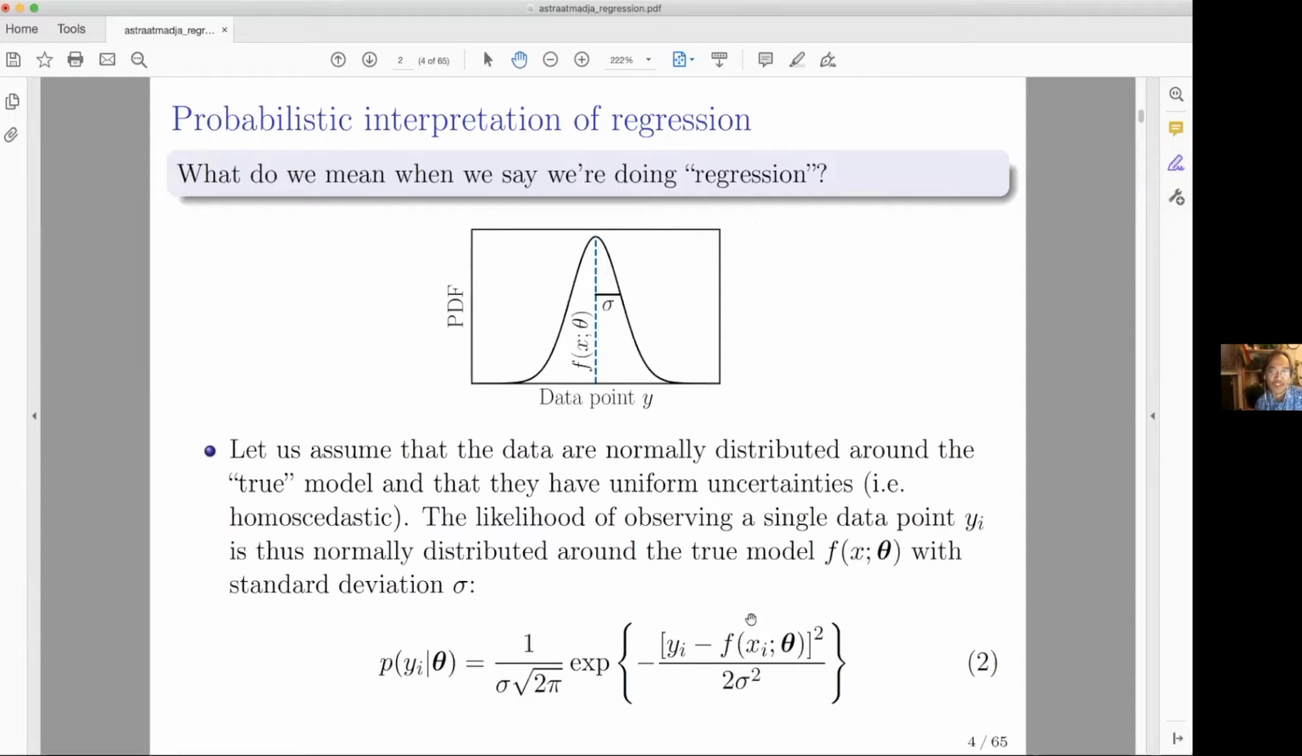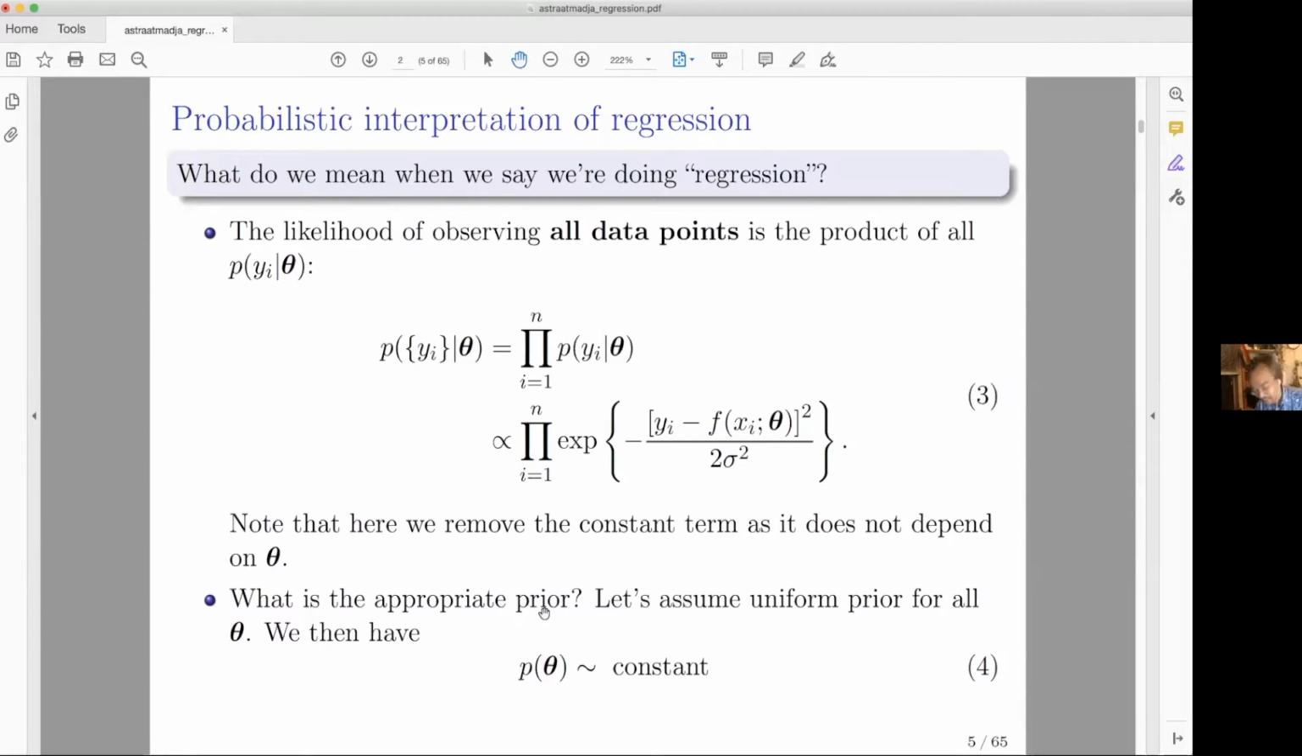As we have seen before, if we assume a Gaussian likelihood, that means we assume the data lies somewhere around the true model that we want to infer, this line here. And the distribution of the point on the true model has width sigma, the standard deviation. So that's the expression for the probability of observing a single data point given the model. Same as before, the probability of observing the whole data set is the product of the probabilities of observing a single point. Okay, so now we have defined the likelihood.